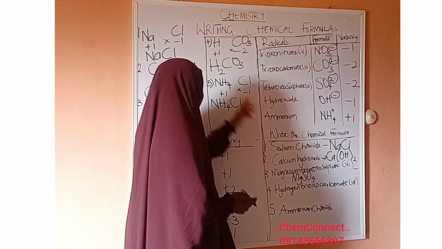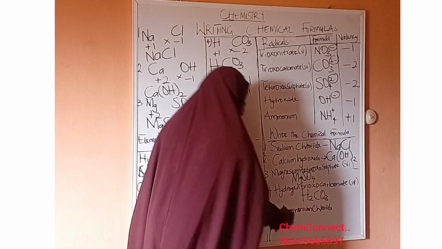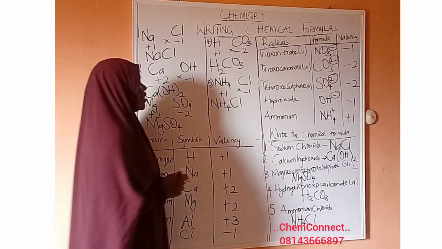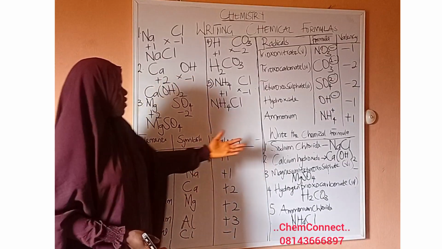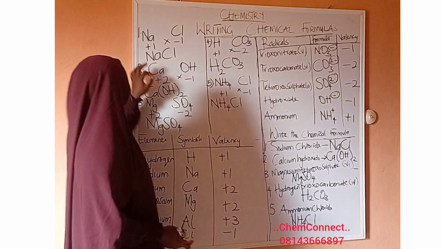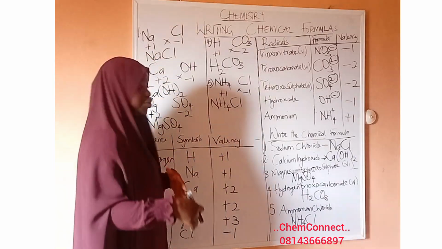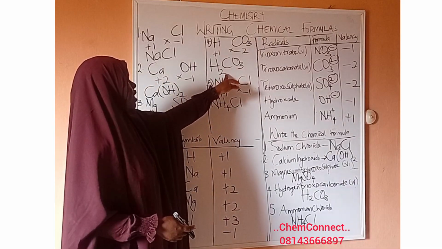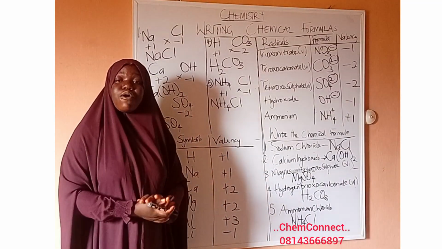So we have hydrogen trioxocarbonate 4, H2CO3, then ammonium chloride, NH4Cl. This is how to write the chemical formula. The first step is write the symbol of your elements or radical given. Then the next step is write the valencies under each. Then the next step is for you to swap the valencies and drop it down. Drop it down means write it as a subscript like this. So this is how to write the chemical formula of a compound.